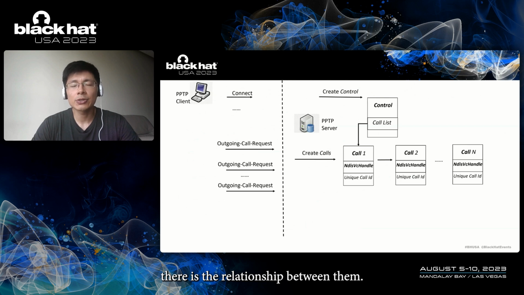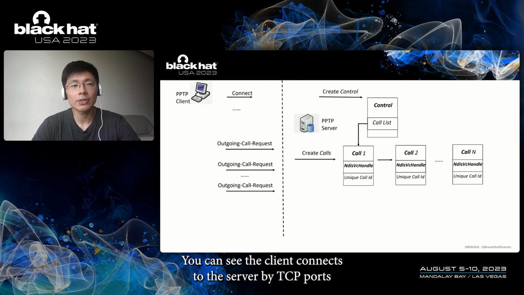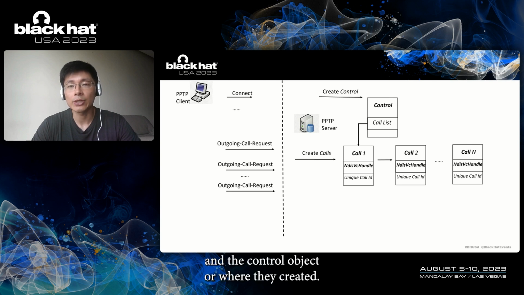Here's the relationship between them. You can see the client connects to the server by TCP port, and a control object will be created. And then the client can create multiple call objects under the same control object, and they are linked in a linked list. And also each call object contains an NDIS handle here.